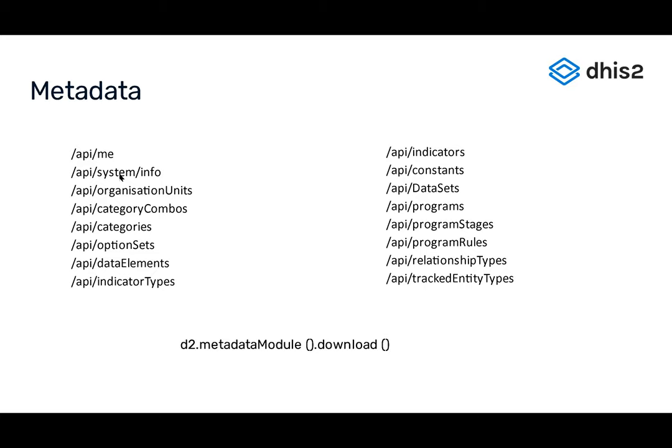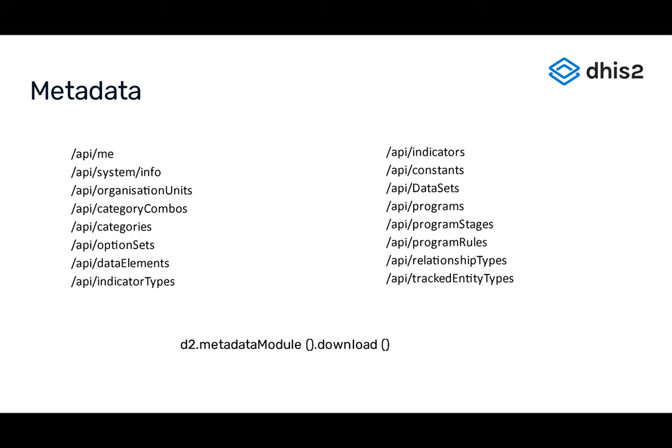From there we download the org units, category combos, categories, option sets, data elements, also the indicators, everything that Austin was mentioning: data sets, programs, program stages, rules, relationships, and tracked entity types. More or less, if this is not covering everything that we are downloading from the SDK, it covers 95%.